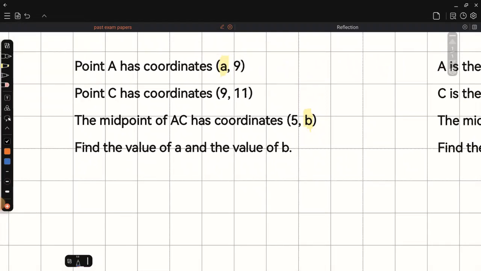Okay, let's start by adding x1 and x2. So we will have a plus 9 divided by 2, and we know that when we add x coordinates and divide by 2, we are getting the x coordinate of the midpoint, which is 5 in this case. So I'm going to make this equal 5. I'm going to write the same for the y coordinates. We will have 9 plus 11 divided by 2. It's going to be equal to B.